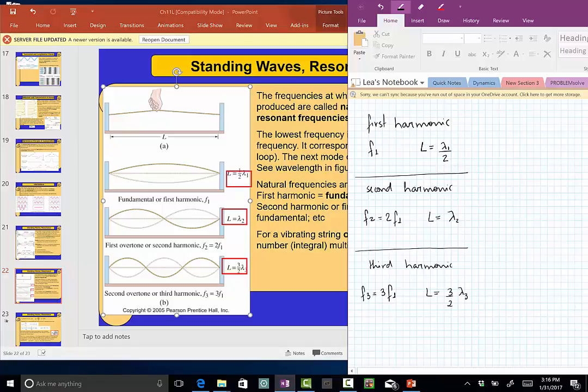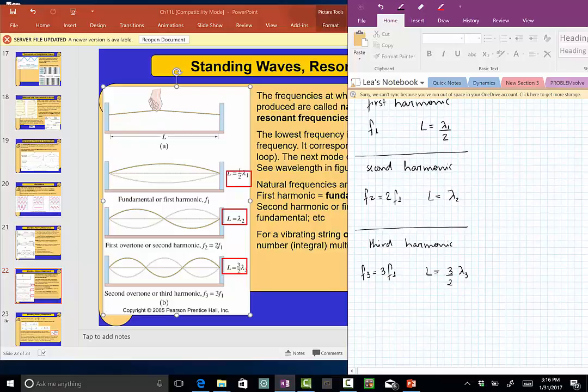And we can keep going on with this if you want. We can put one more here. The fourth harmonic. So the fourth harmonic will be the frequency 4. This 4 is just an index, which is 4 times the first harmonic.